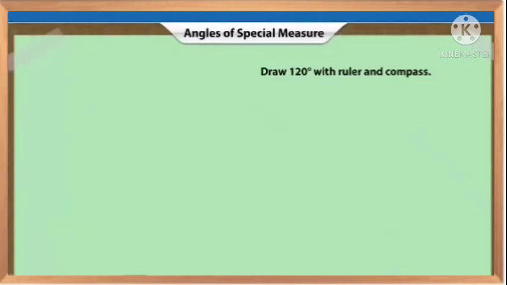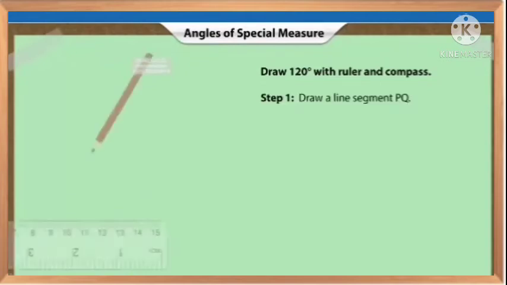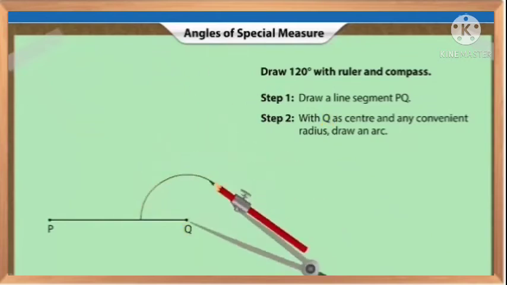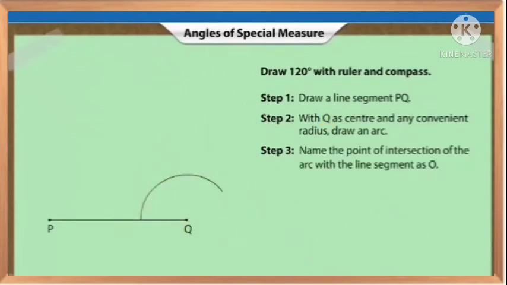Let us draw 120 degrees. We begin by drawing a line segment PQ. With Q as the center and any convenient radius, draw an arc. Name the point of intersection of the arc and the line segment as O.